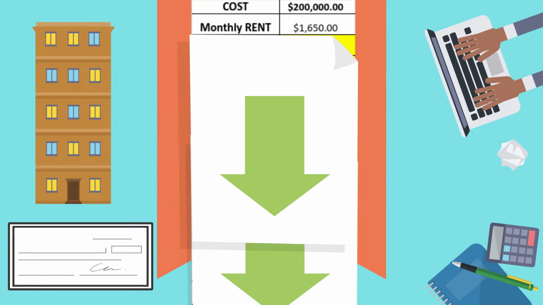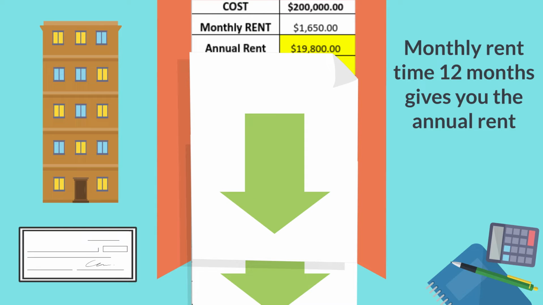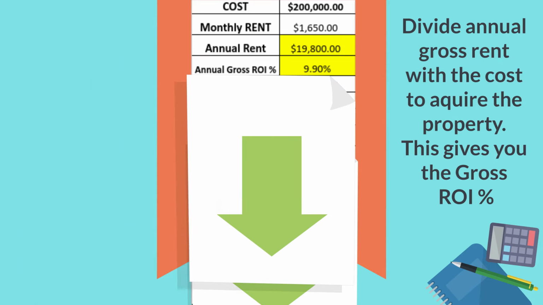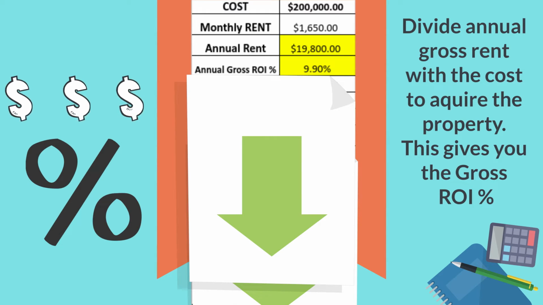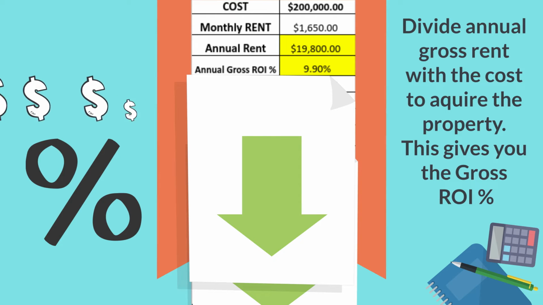A realtor can help, or you can use Zillow or Trulia to get an estimate. Once you have the monthly rent, then you would times it by 12 months. That would give you the annual rent return. Divide the annual gross rent with the cost to acquire the property. This will give you the gross ROI.